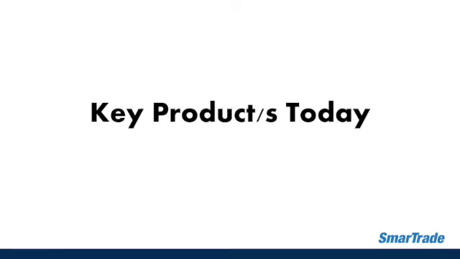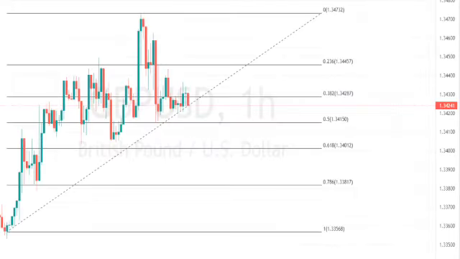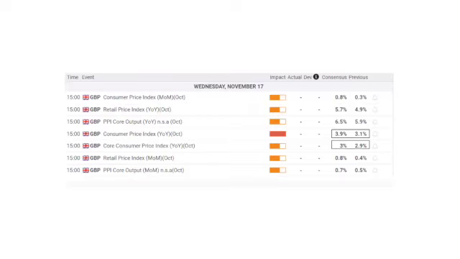And for our key products for the day, first we have the British pound against the dollar. Later at 3 p.m., we have to pay attention to the inflation rate. We can clearly see here that the previous data is 3.1%, and the market consensus or market forecast is 3.9. So it means that the inflation rate is expected to be much higher compared to the previous data. And also the core inflation rate is expected to be higher as well, by about 0.1%. So from 2.9, it is expected to be at 3%.